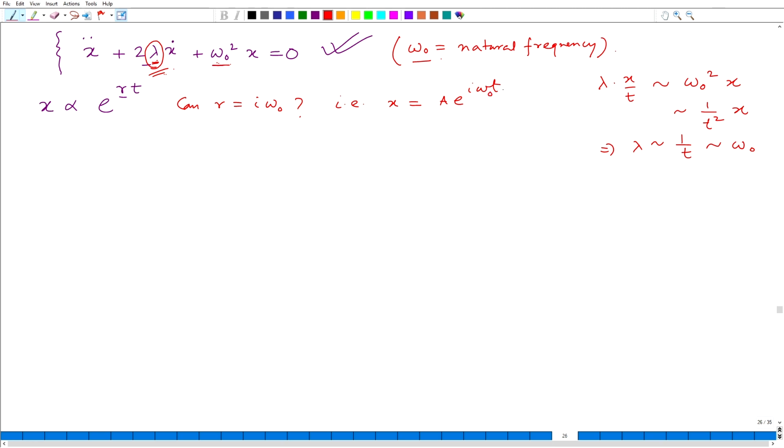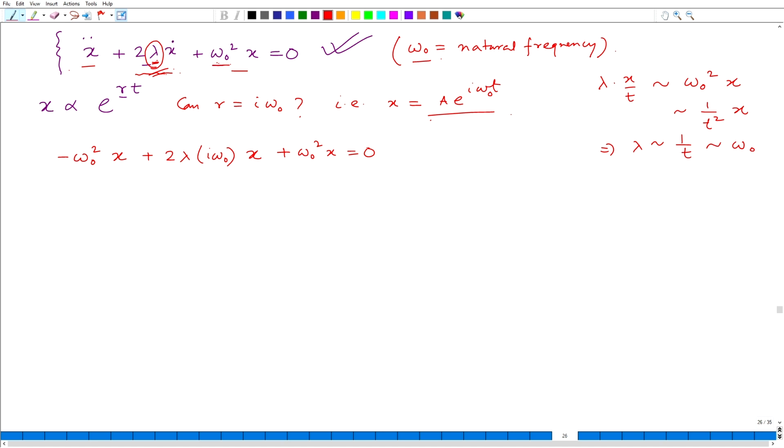And then the question is, can x be e to the power i omega 0 t? If you do that, of course, you will see that these two terms will vanish and this term will not vanish, because if you put this solution here, you will find this will give you simply minus omega 0 square x plus 2 lambda i omega 0 x plus omega 0 square x is equal to 0.